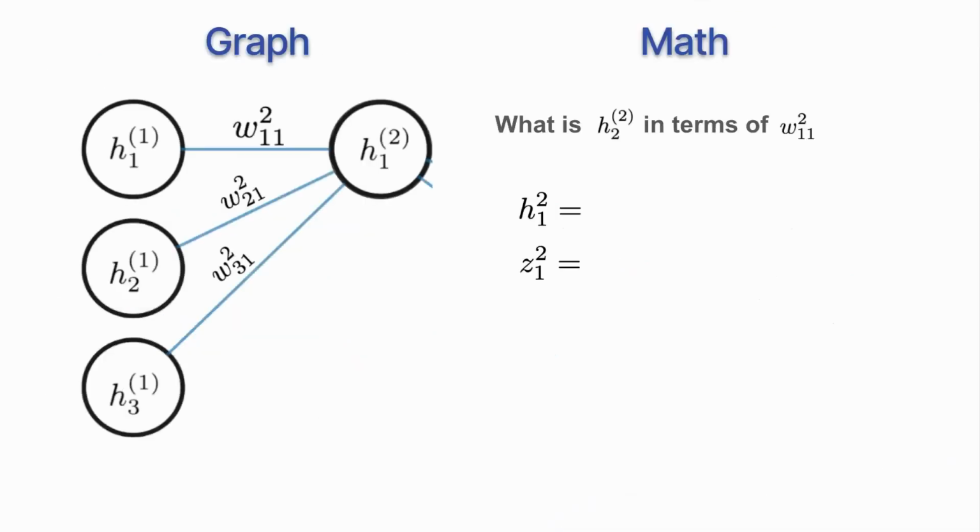Okay. So what is H2 of 1 in terms of weight 2 of 11, the weight at the second hidden layer? What are these functions? What are these equations? Maybe you have to write it out. Sorry, that's a slight notation error. Just what are these two equations equal to?